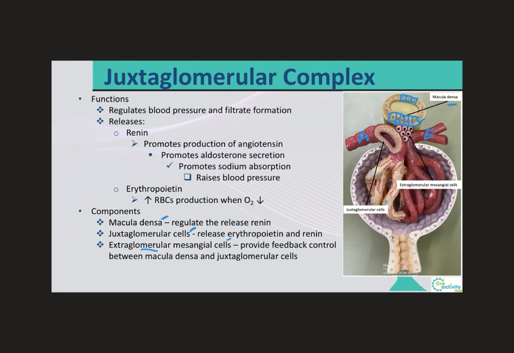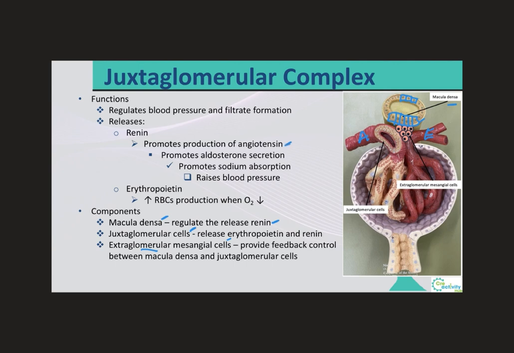And this macula densa will regulate the release of a hormone that's called renin. So renin is going to be secreted and stored in the kidneys, and it will promote the production of angiotensin.